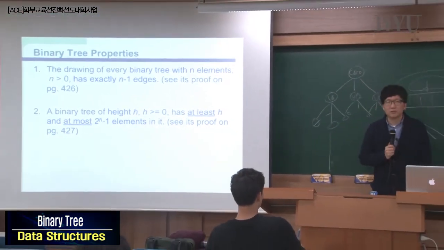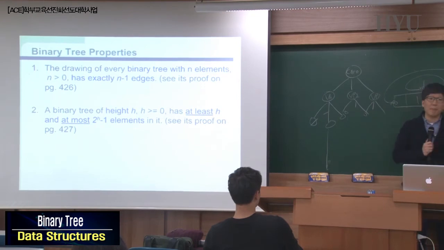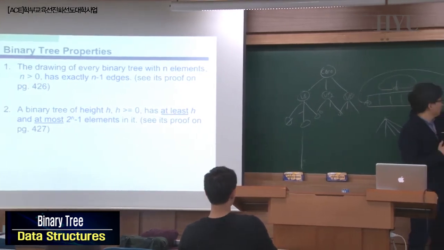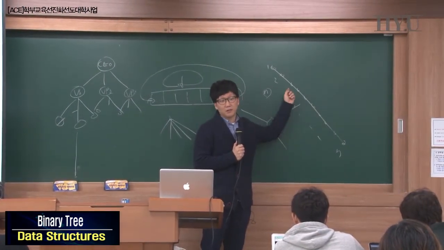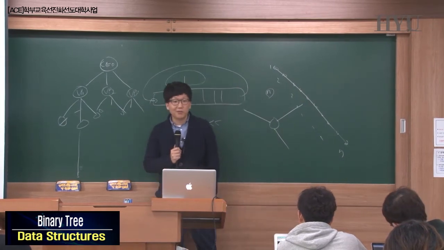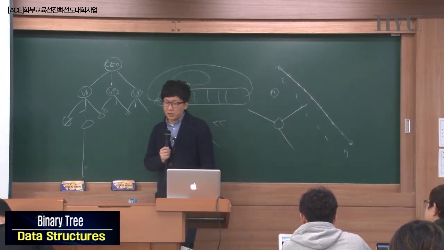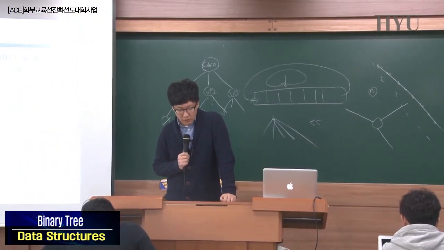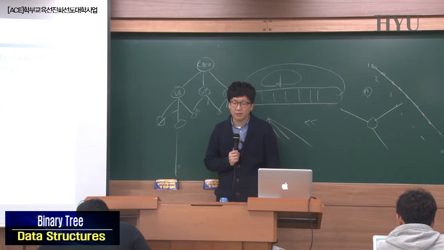Every tree with n elements has a total number of lines of n-1. Just looking at this example, how many edges are there between the nodes? If there are n elements, there are n-1 edges. Even if you look at the proof, they do it this way. It's quite obvious. A binary tree of height h, where h is greater than or equal to 0, has at least h and at most 2 to the h minus 1 elements.